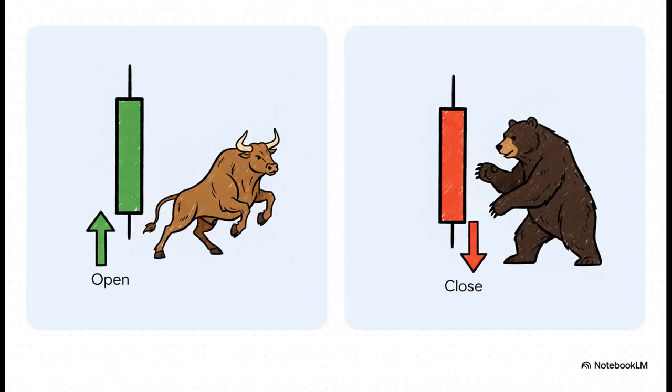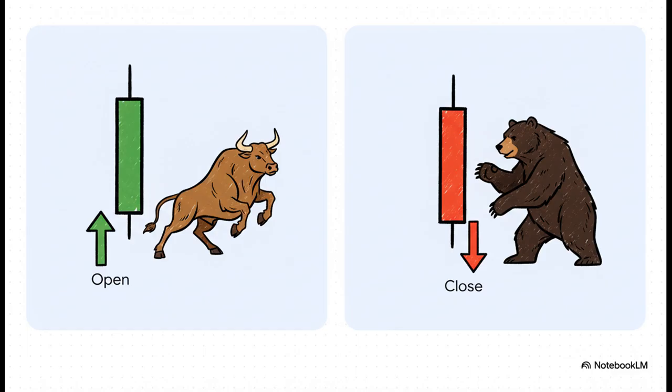And honestly, it's pretty simple. If you see a green candle, that's a bullish candle. It just means the price closed higher than where it opened. The buyers won that round. The bulls were in control. And if you see a red candle, that's bearish. It means the price closed lower than where it started. The sellers won. The bears took that one. Green for up, red for down.